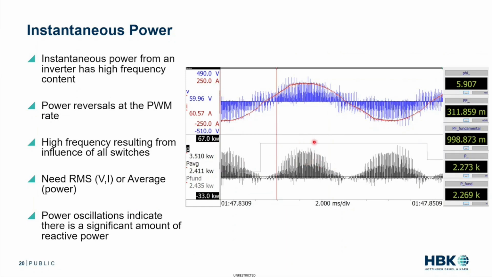Now, when we average the power, we get a really nice average, something like a 2.4 kilowatt average. It's very nice. But we have that really high frequency in the power.